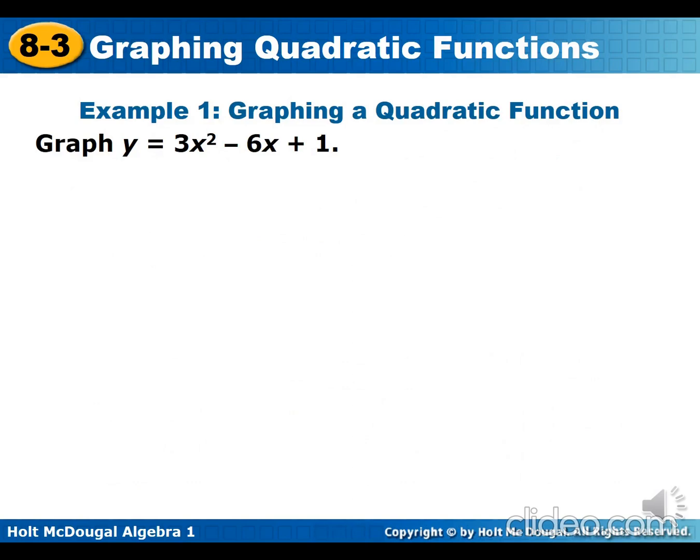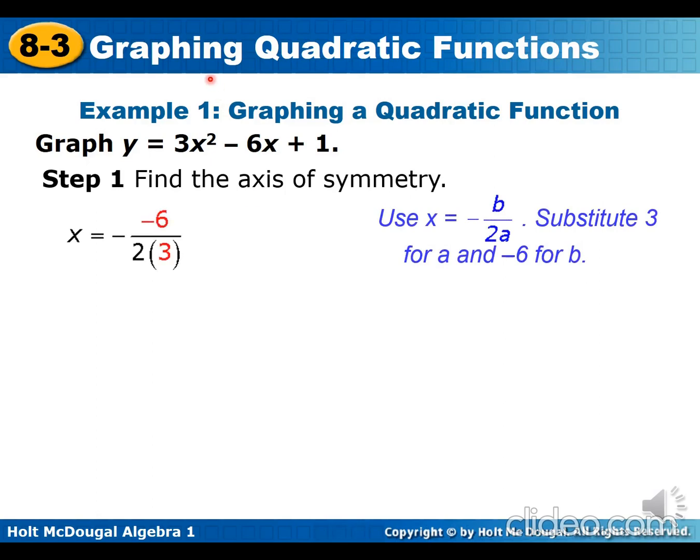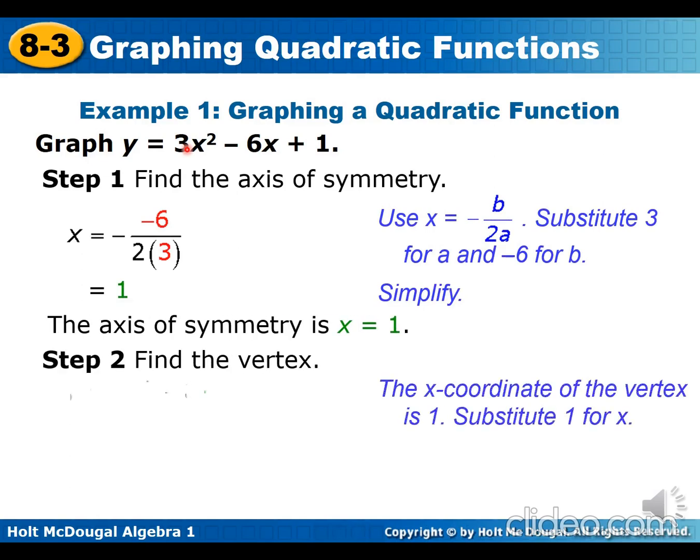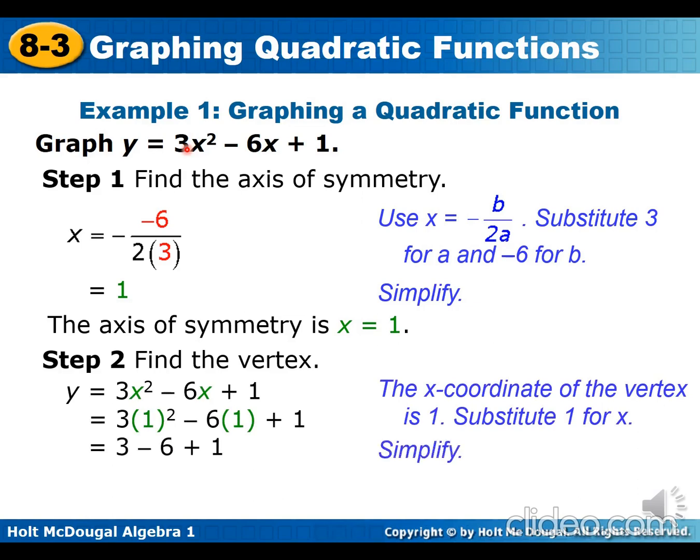Start with example 1. We have a function 3x squared minus 6x plus 1. Inshallah, that's what we're going to do. We're going to define the a, b, and c for this function. So a is 3, b is -6, and c is 1. And as you can see here are all the steps that we need to do, step 1 and step 2. Step 1 is to find the axis of symmetry. Remember, the axis of symmetry is -b over 2a.